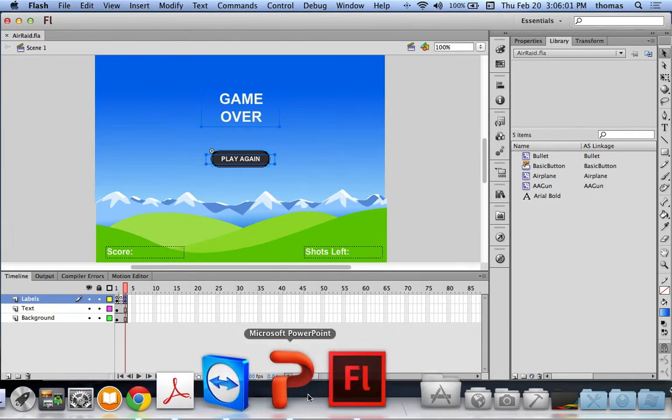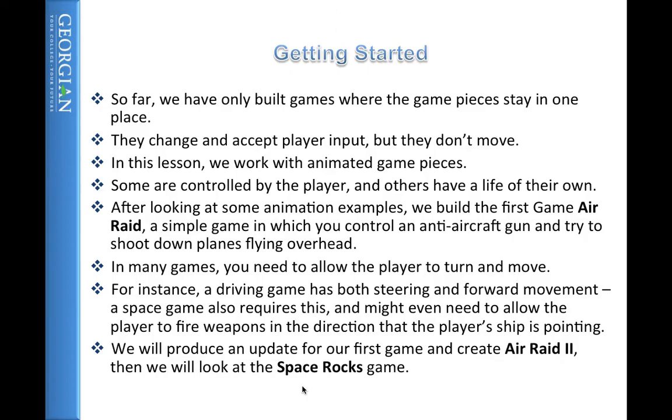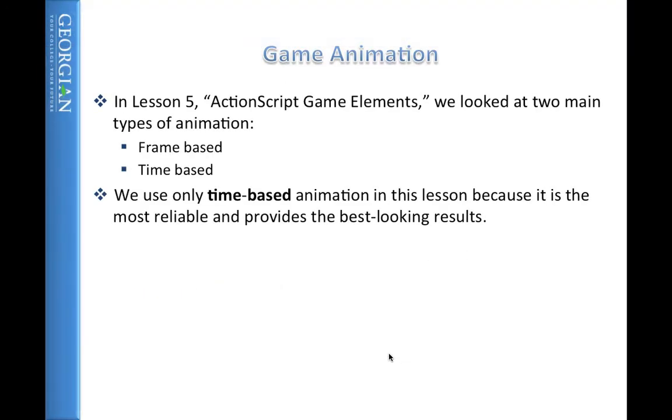But before we get into that, let's talk about animation a little bit more, what we do with animation. In lesson 5, we talked about 2 types of animation, just as a refresher. Last lesson, I talked to you more about the memory game. But when we talked about game elements, like the framework for the game itself, we talked about 2 types of animation: frame-based animation and time-based animation. And today we're going to talk about strictly using time-based animation for Airraid and for the other games.